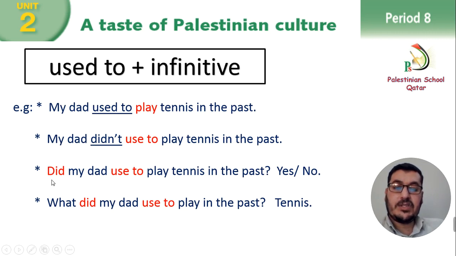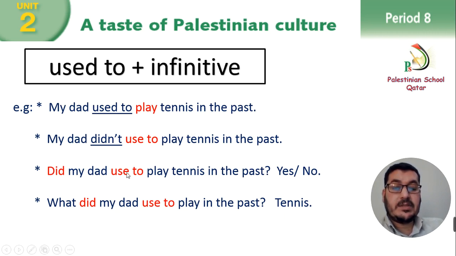When we change it to a yes/no question, I start with did: Did my dad used to play tennis in the past? The answer is yes or no. And when we have a WH question, I say, what did my dad used to play in the past? The answer is tennis.